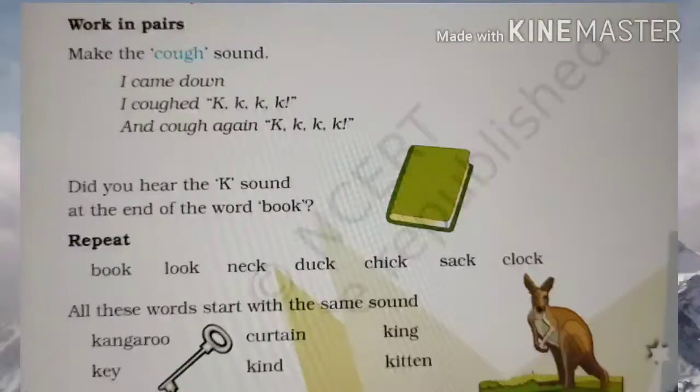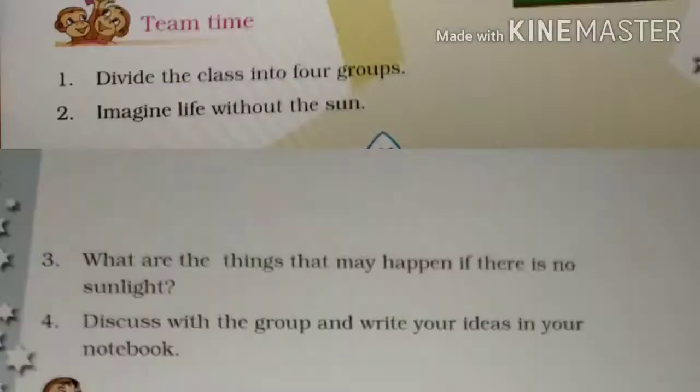Now know the next heading. Our next heading is team time. So know about team time. Number 1, step 1. Divide the class into 4 groups. Number 2, imagine life without the sun.